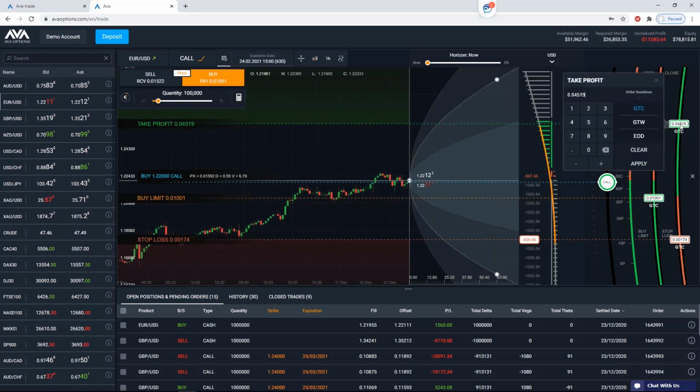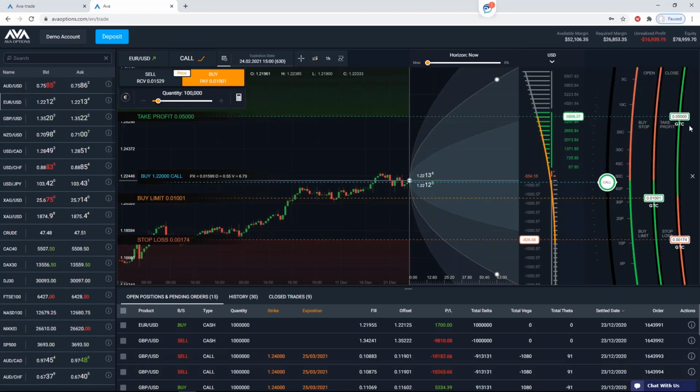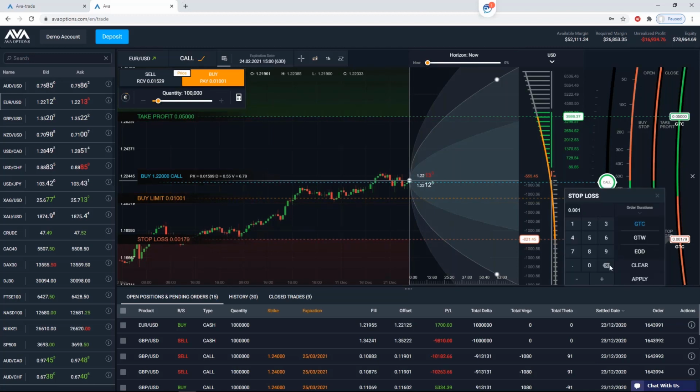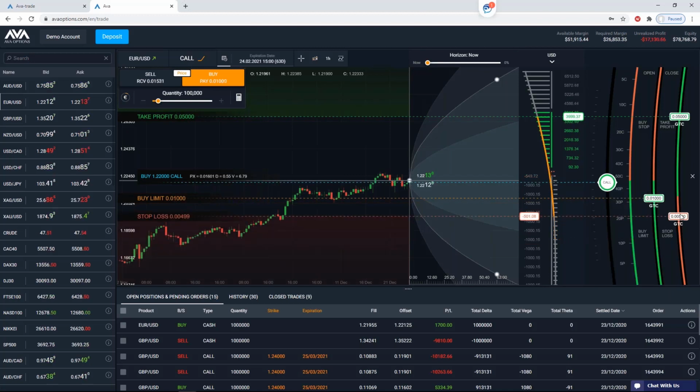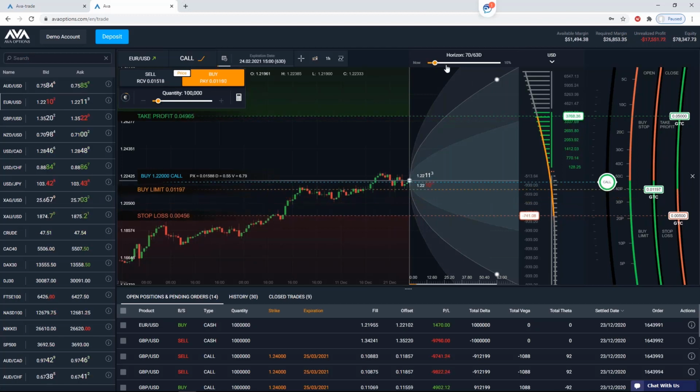I'm going to put in a take profit at 500 pips, which means I want to sell this option for 5 points, and I'll put in a stop loss saying I'm going to buy it for 100 pips, but I'll put in a stop loss at 50 pips. So this is what it looks like. As time goes by, the spot level required to reach these limit orders is going to change. Watch what happens when I move the horizon date to the right.